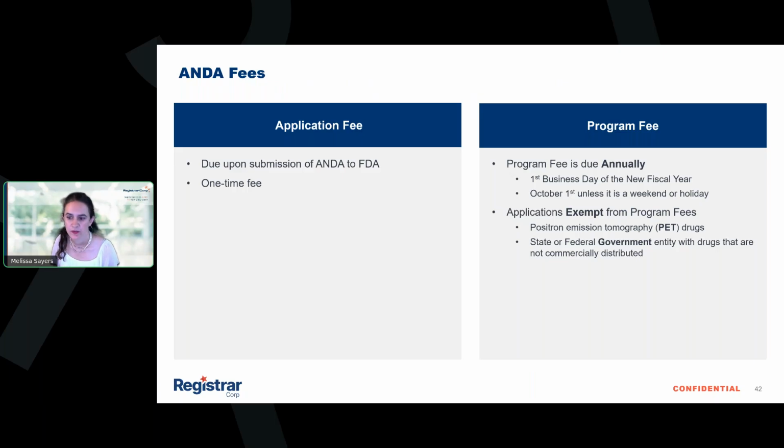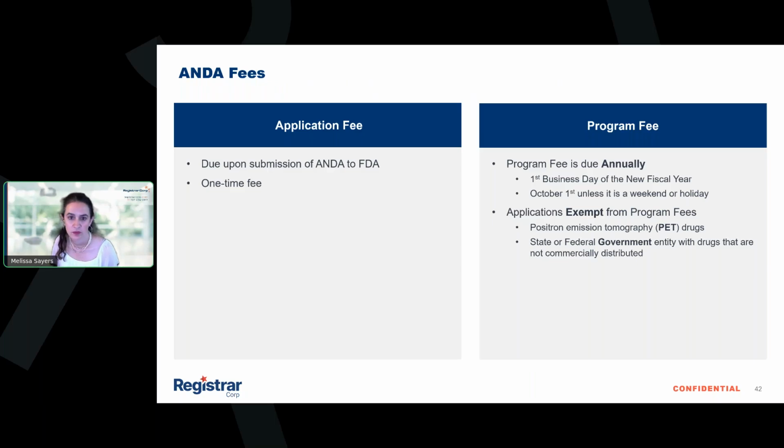The application fee is a one-time payment that's due upon submission of the ANDA. This fee is required for the FDA to begin reviewing the generic drug application. The program fee is due annually on the first business day of the new fiscal year, typically October 1st. This fee applies to holders of an approved ANDA and helps fund ongoing regulatory oversight.